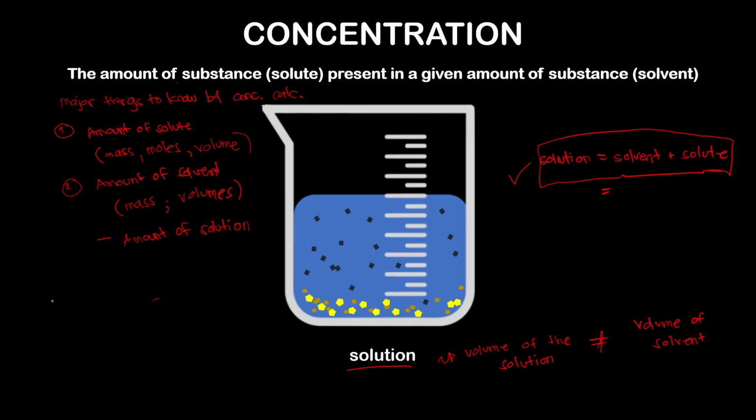Okay, so these are the things you must ask when you are solving concentration. Whenever we calculate concentration, we ask what is the given amount of solute, what is the given amount of solvent, and or the amount of solution. So when you get this info, you are good to go. Okay, you can solve the concentration of the solution.